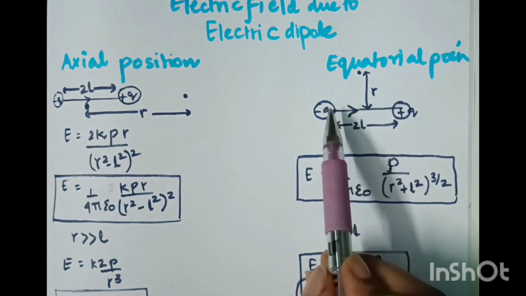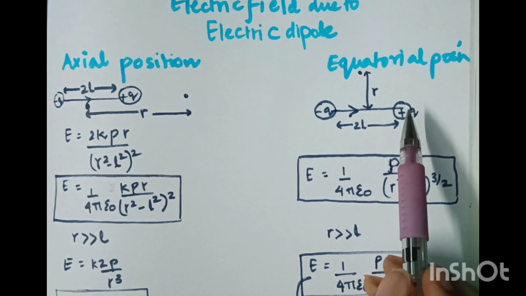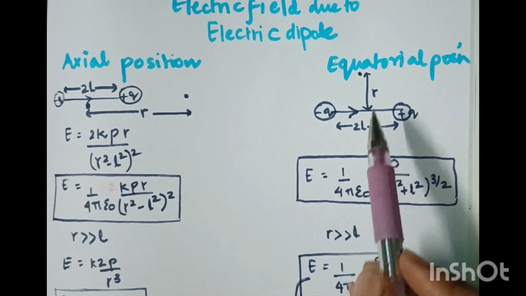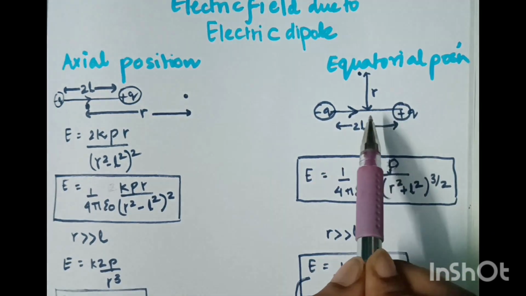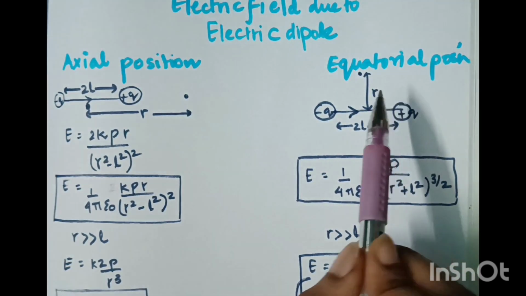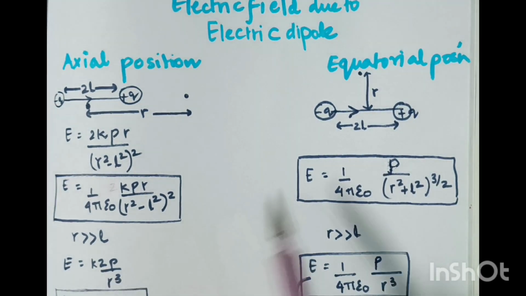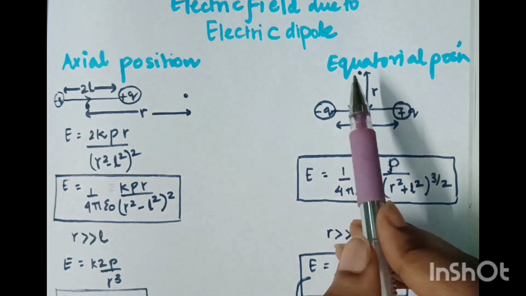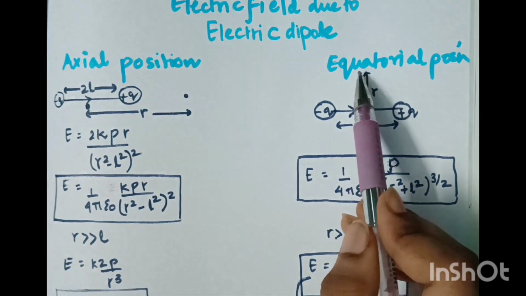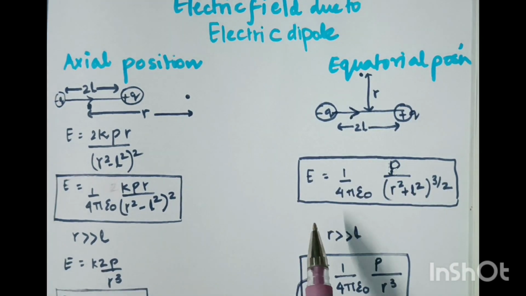So if this is the electric dipole, now let us see about the equatorial position. If our point is located on the perpendicular bisector of our dipole, then that point is called the equatorial point. So this is the equatorial line. Now again, this is the length of the dipole, that is 2L, and the distance of the point from the dipole is R. So what will be the electric field?